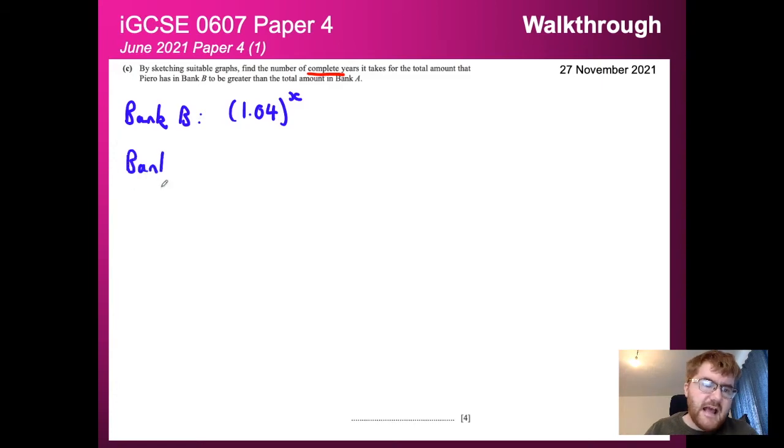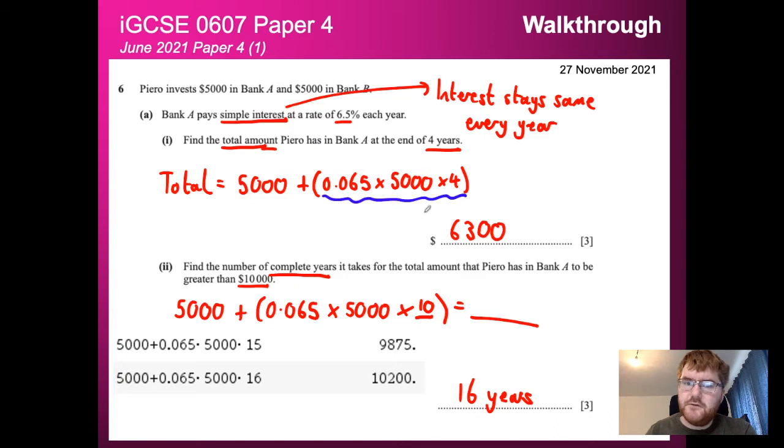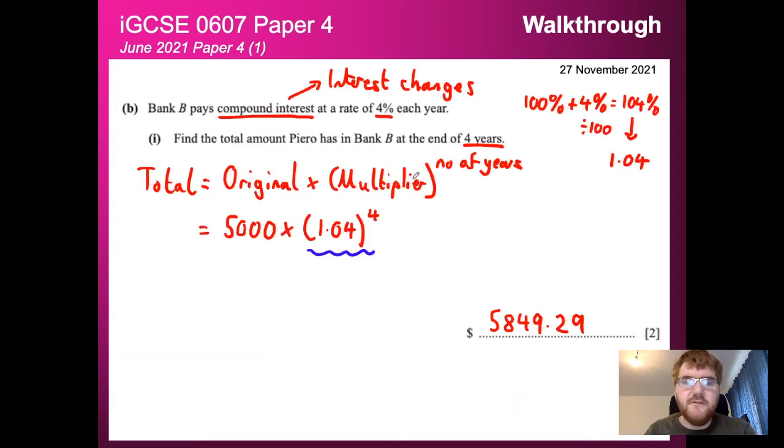With bank A, this is a bit more complicated. We're going to have a look at our model, so it's this section here. So again, we're not going to have to worry about starting at 5,000, so we just need the percentage of simple interest and times by the number of years.